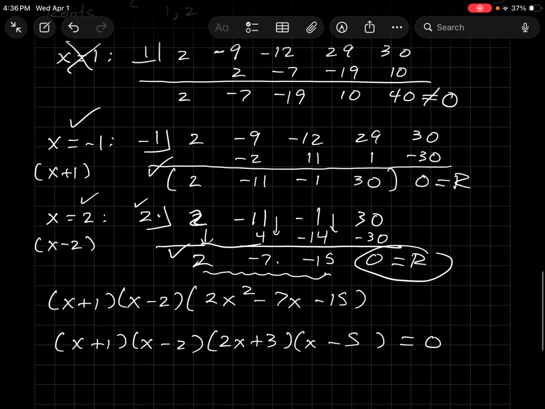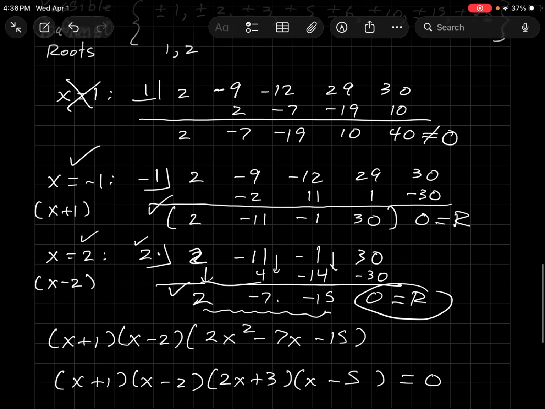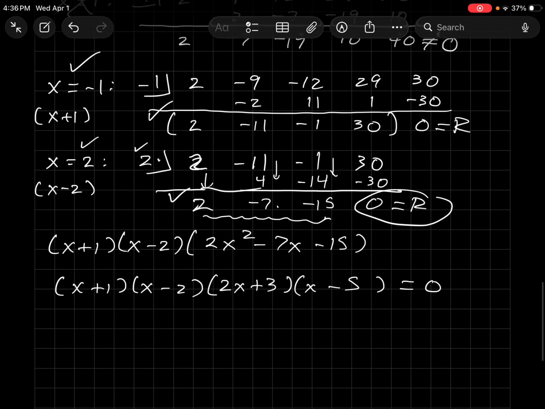So not only do I have my original polynomial in factored form, I have all my solutions. X equals -1, +2, -3/2, and +5.